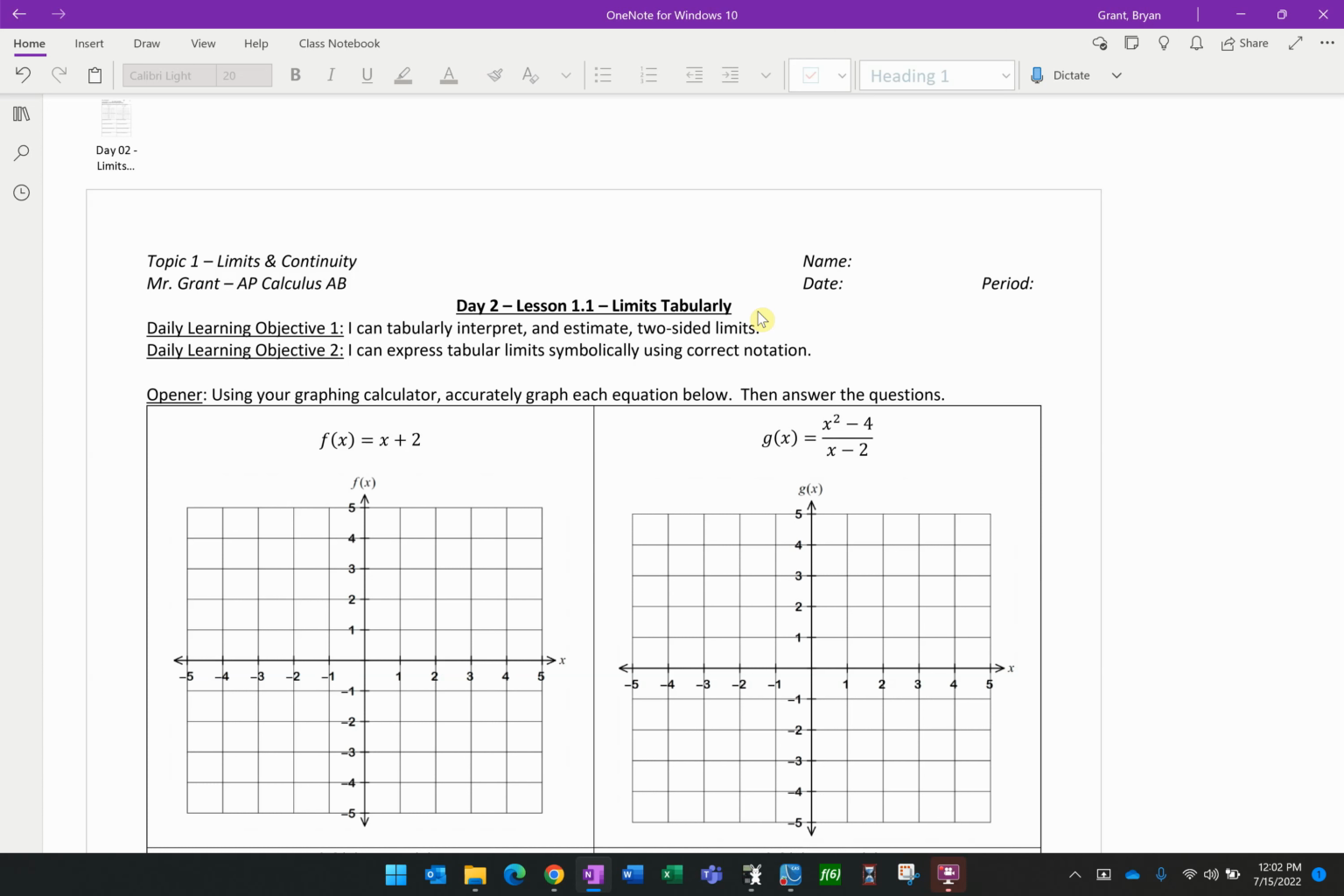In fact, the entirety of the rest of this first semester will be spent on derivatives, and second semester up until the AP exam on integrals. But for now, for the first 10 or so days, we're going to learn all about limits.